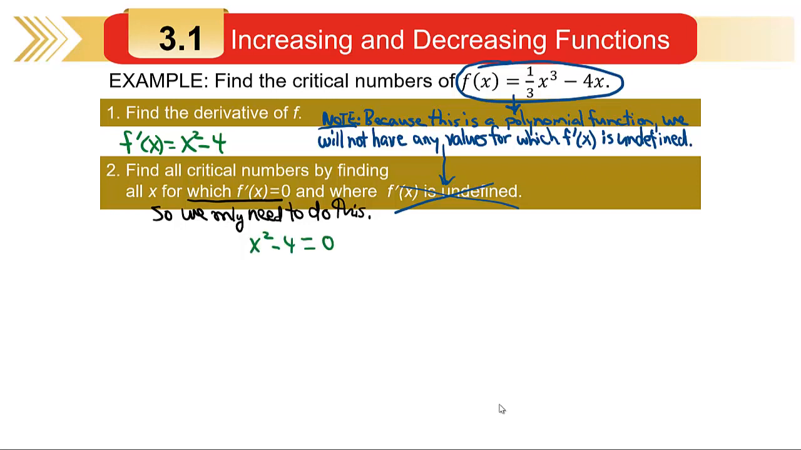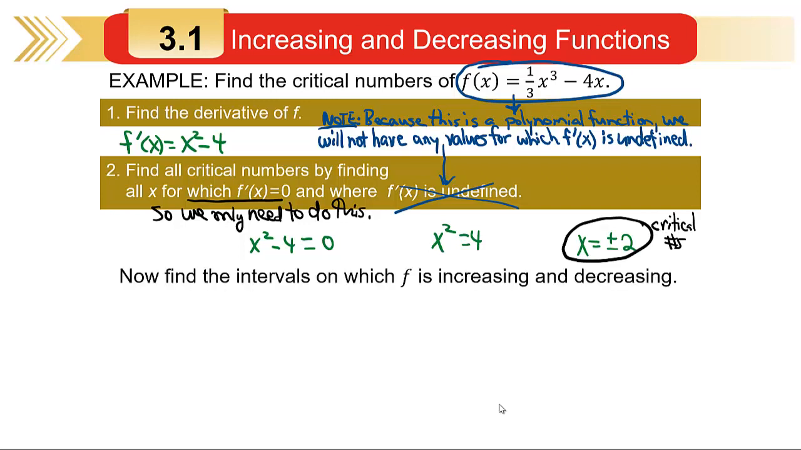In any case, we want to set the derivative equal to 0. Well, we found out the derivative was x squared minus 4. If you add 4 to both sides, you get x squared equal to 4. There are 2 values of x that satisfy that condition, and that would be plus or minus 2. So those are your critical numbers.